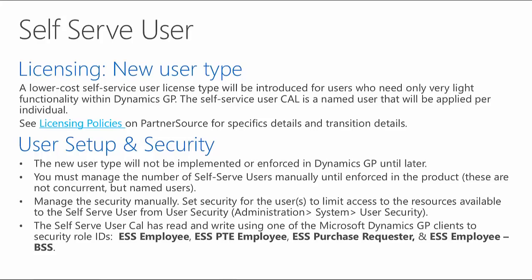You'll set security for the users to limit access to the resources available to the self-serve user from within user security in Dynamics GP. The Self-Serve User CAL has read and write access, using one of the Microsoft Dynamics GP clients, whether it be the web or a desktop client, to the following security roles: ESS Employee, ESS PT, E-Employee, ESS Purchase Requester, and ESS Employee BSS for benefit self-service.